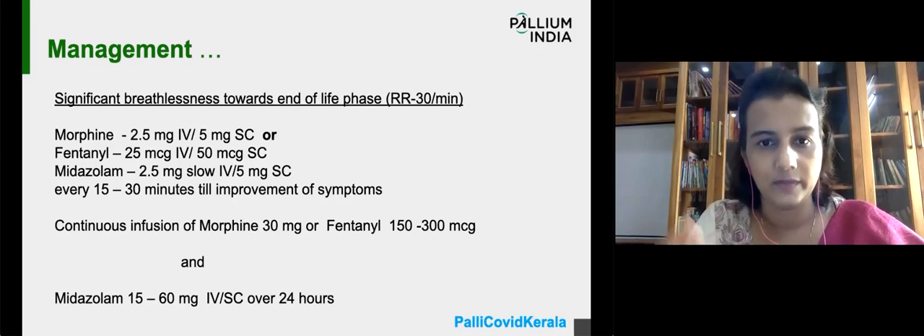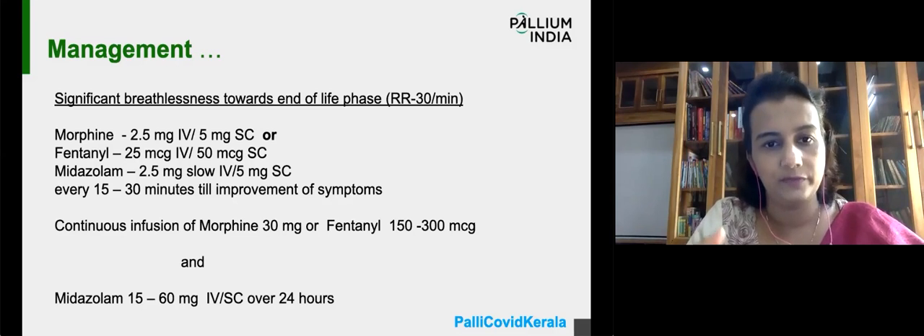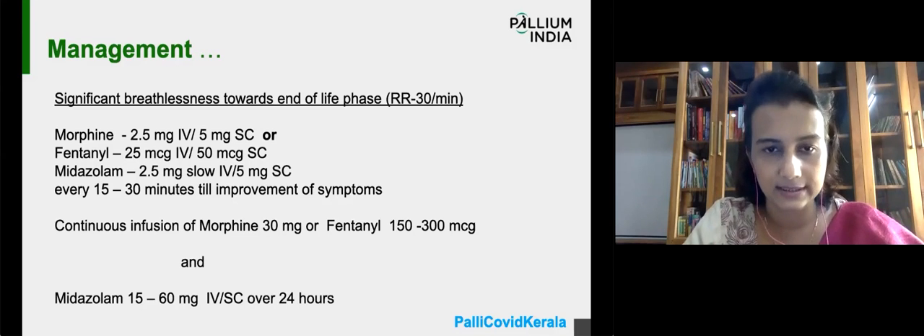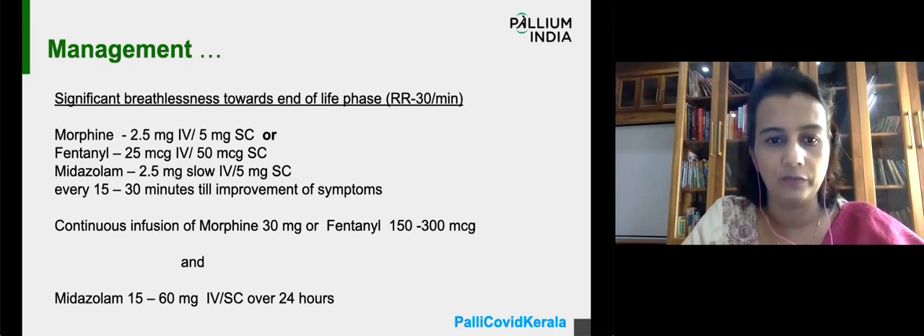Again, you will have to spend more time with the patient if you're giving a bolus every 30 minutes, which is again a high risk as far as infection is concerned for the healthcare worker. So it's always better to start an infusion of morphine and midazolam.